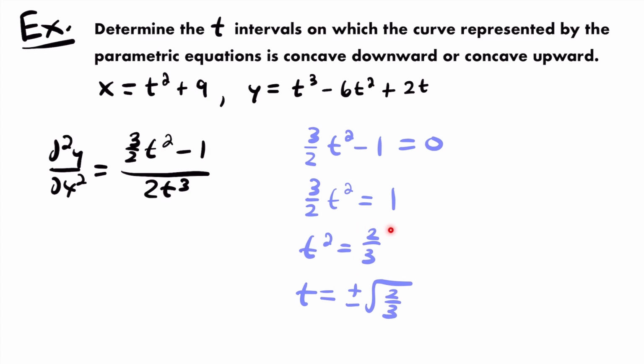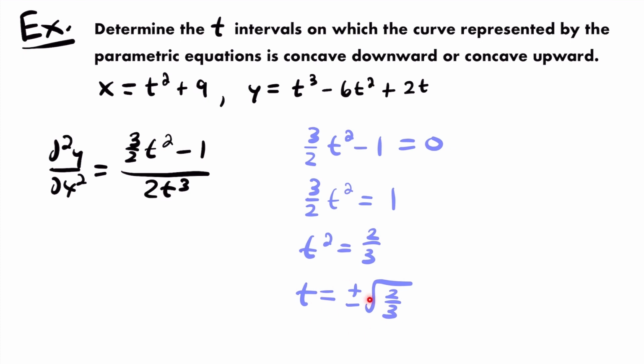All right, taking the square root of a value could result in a positive value or a negative value, so we need to account for both of those values of t for this curve. All right, so at t equals positive square root of 2 divided by 3, or t equals the negative square root of 2 divided by 3, the curve represented by these parametric equations could change from being concave up to concave down, or vice versa.